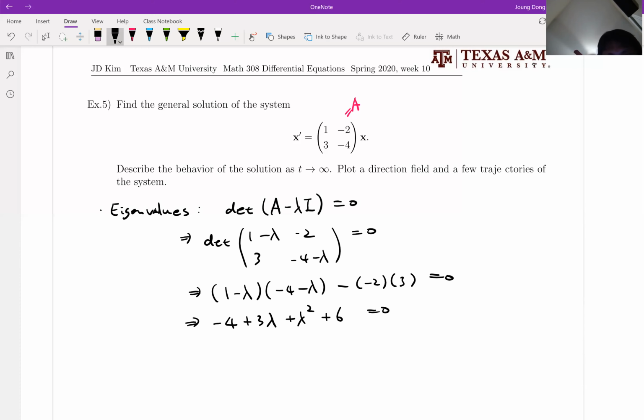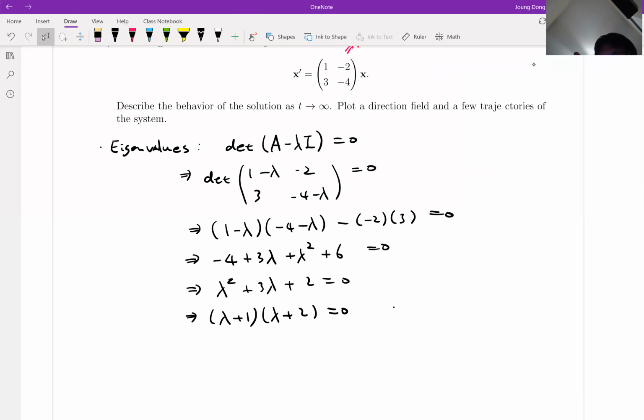Let me rewrite this in order. Lambda squared plus 3 lambda plus 2 equals 0. That's really easy to factor, right? Here we go. Then I have 2 eigenvalues: lambda 1 is -1, lambda 2 is -2. Now for each lambda, which is an eigenvalue, we're going to find the corresponding eigenvectors.